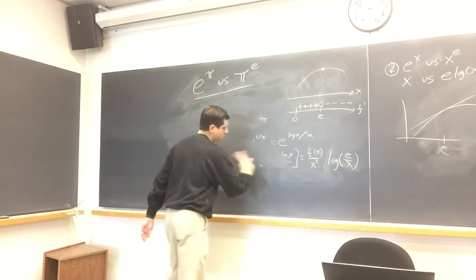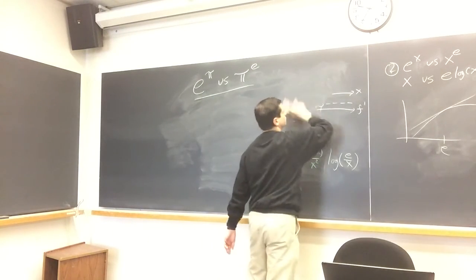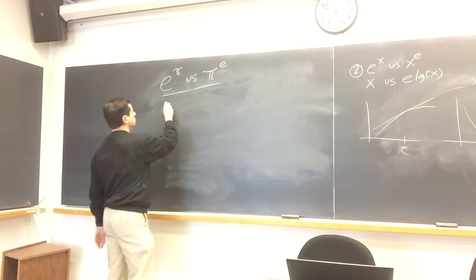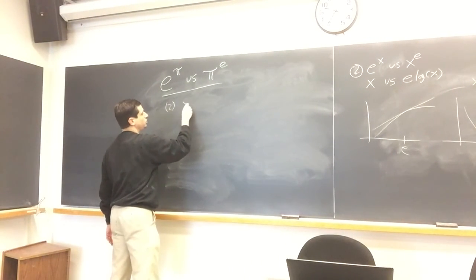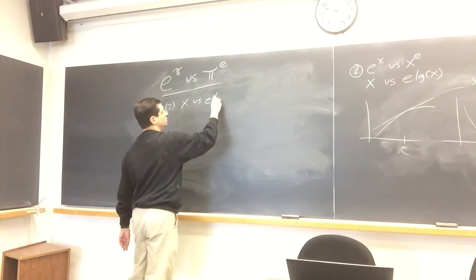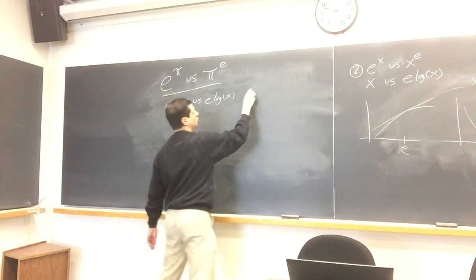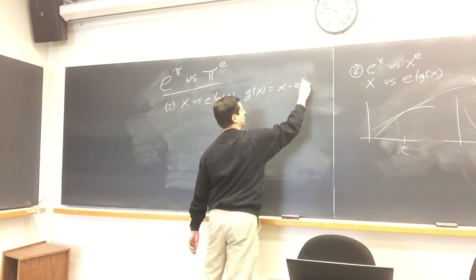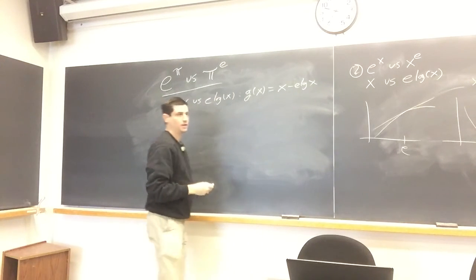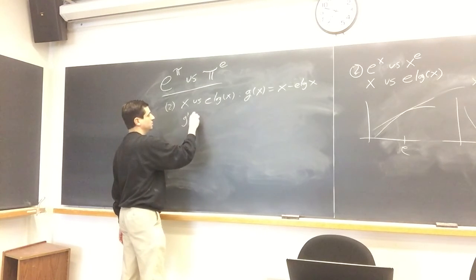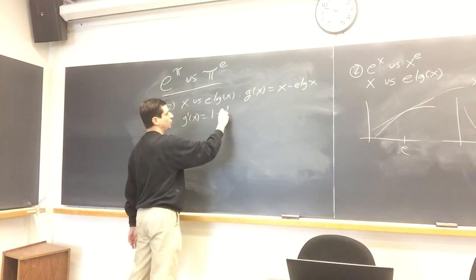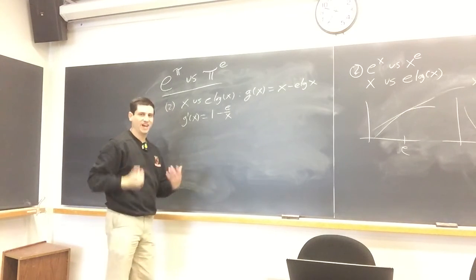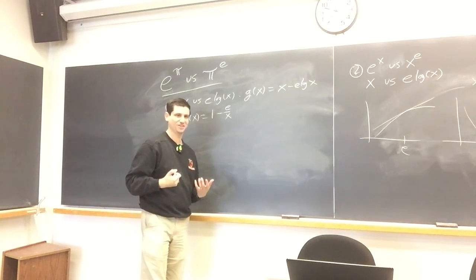So for the second approach, we will do x versus e log x. I'll call this g of x, which will be x minus e log x. So g prime of x is going to be 1 minus e over x. That's a nice function to work with.